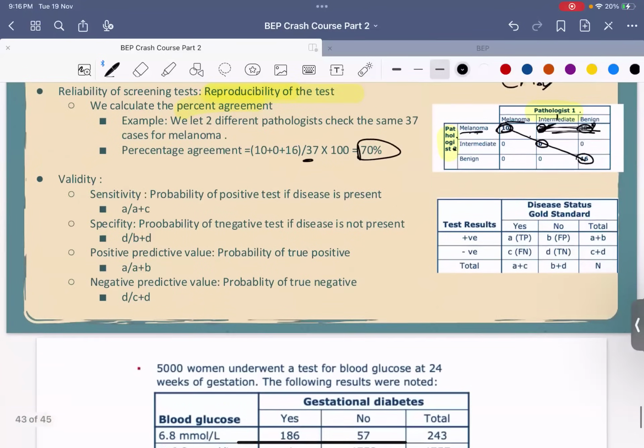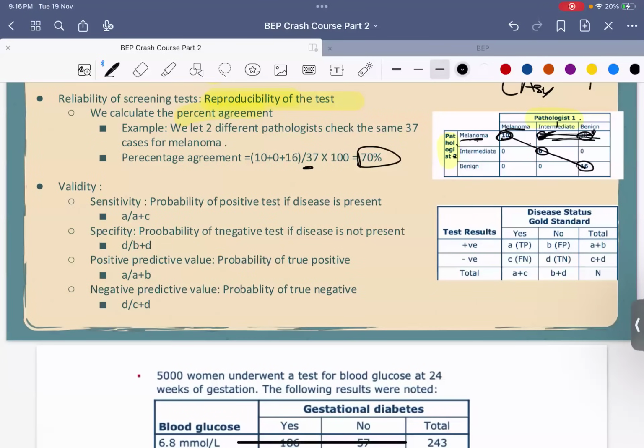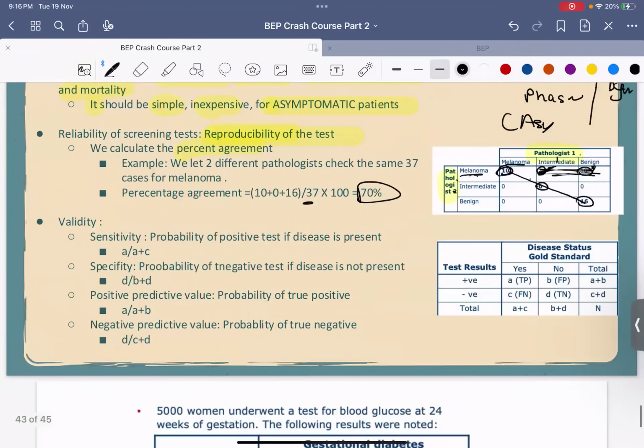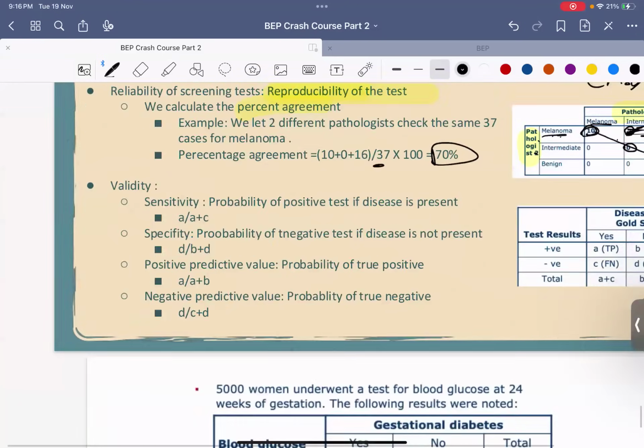Okay. Now the validity, which is more important than reliability, and this is something you'll use for everything. Right now in third year, you see these words a lot: this is a highly sensitive test but low specificity, or highly specific but low sensitivity. And if you don't know what these mean, you'll be lost. So this is what sensitive and specific mean.